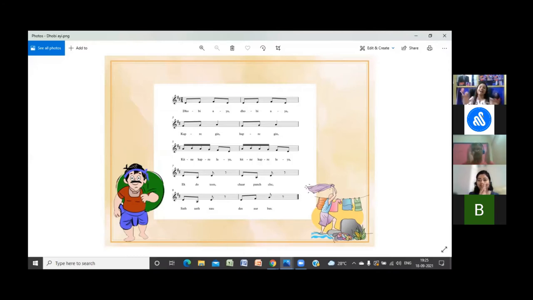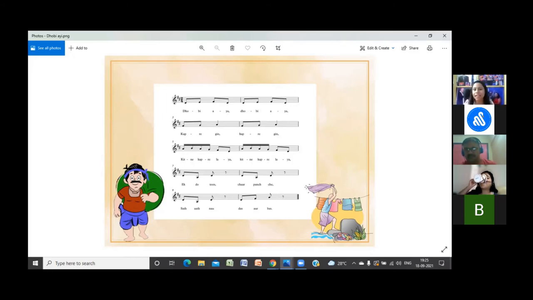Dhobi aaya, dhobi aaya, kapde gin, kitne kapde laaya, kitne kapde laaya, ek, do, tin, char, paanch, che, saat, aath, nau, das aur baas. Woo!